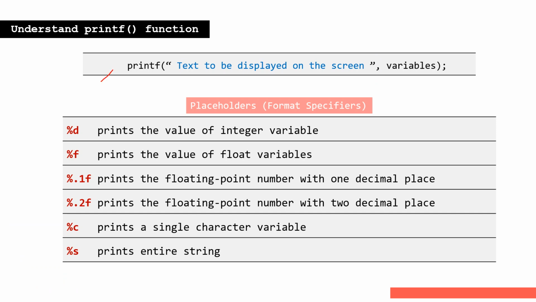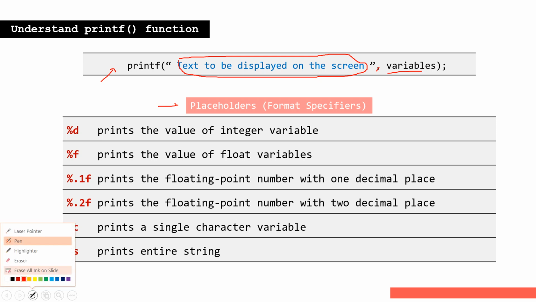You first write printf, then double quote, then the text to be displayed on the screen, then double quote complete. So inside the double quotes, whatever text is there will be printed as it is on the screen, followed by a comma, then you can list the variables. This is the very basic syntax of the printf function. Now there is something called a placeholder or format specifier. So let us quickly see this.